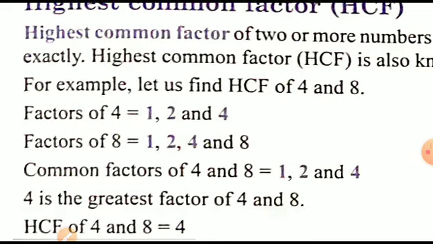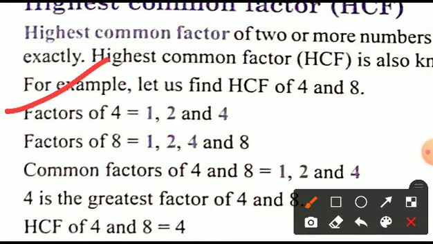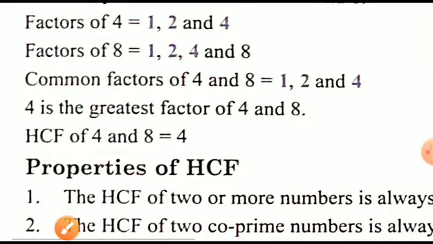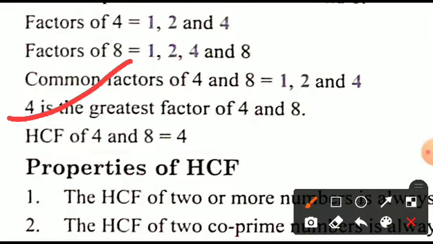Okay. Now, how can we find the highest common factor of two or more numbers? See the example. Let us find the HCF of 4 and 8. First of all, we have to find the factors of 4. They are 1, 2 and 4, and the factors of 8 are 1, 2, 4 and 8. Now take the common factors. Here the common factors are 1, 2 and 4. So 4 is the highest common factor. That means the HCF will be 4.